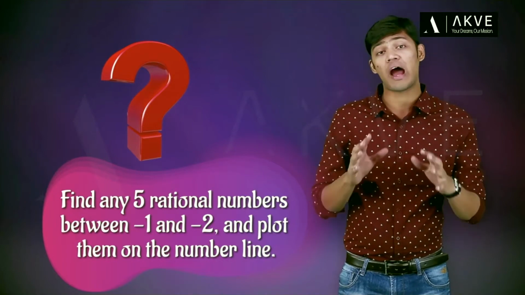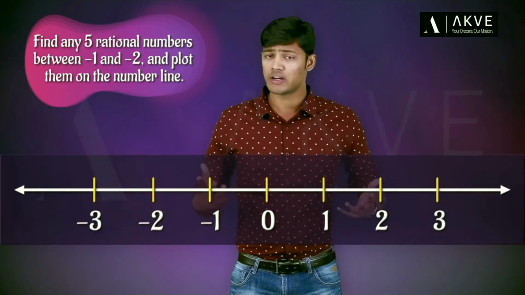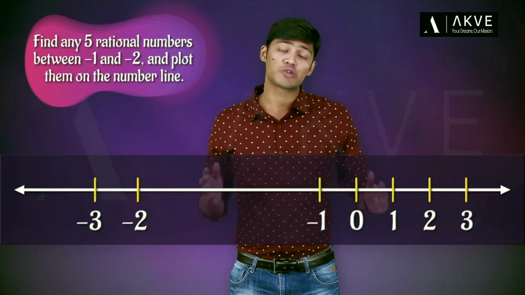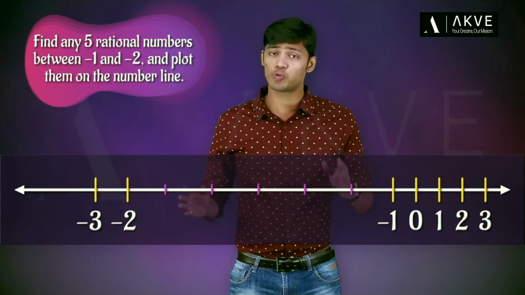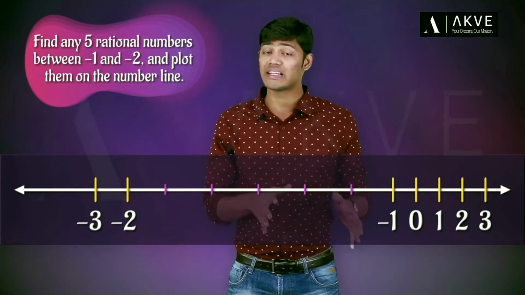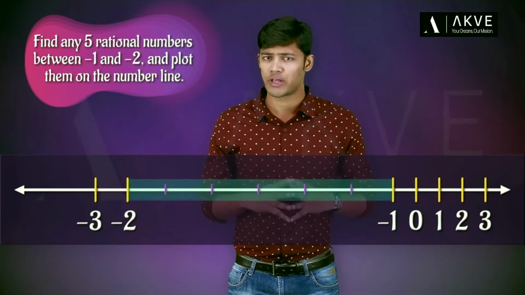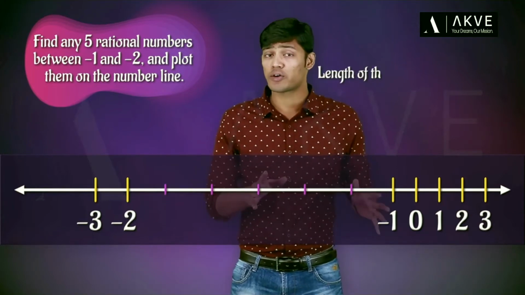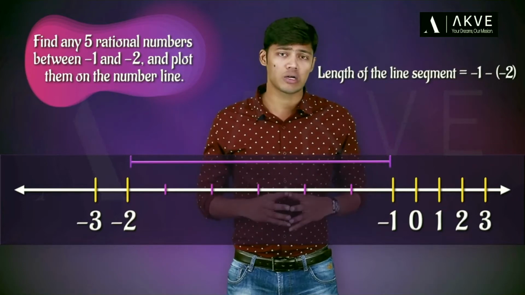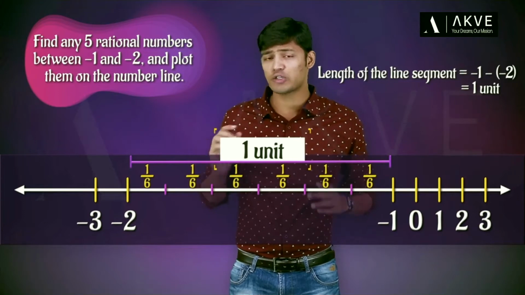In this problem we have to find any 5 rational numbers between -1 and -2 and plot them on the number line. First let us consider -2 and -1 on the number line. Now to find 5 numbers between -2 and -1, we have to divide the line segment between -2 and -1 into at least 6 parts. For convenience, let us consider 6 equal parts. As the length of the line segment between -2 and -1 is 1 unit, the length of each part will be 1 by 6 units.